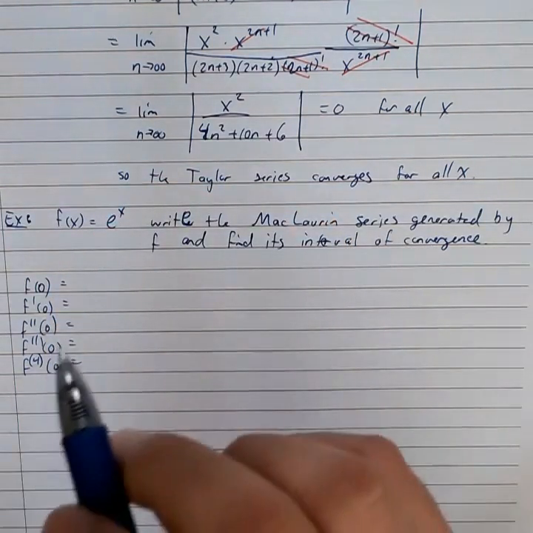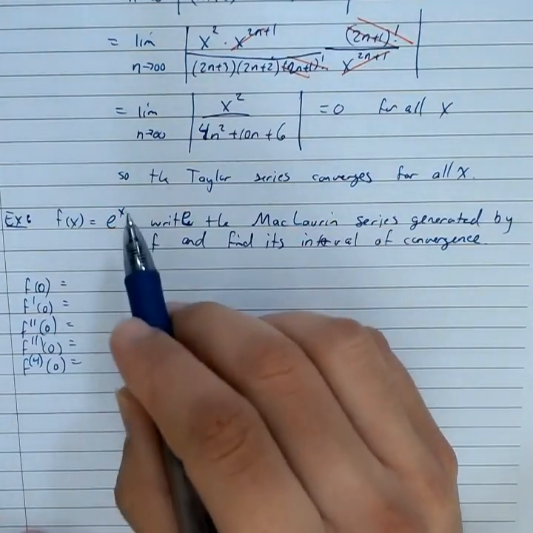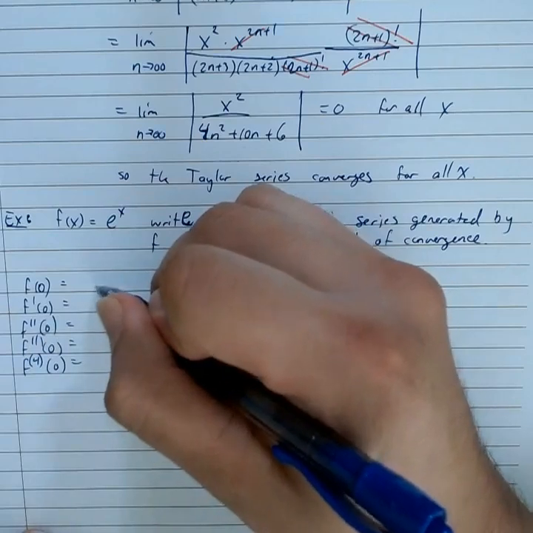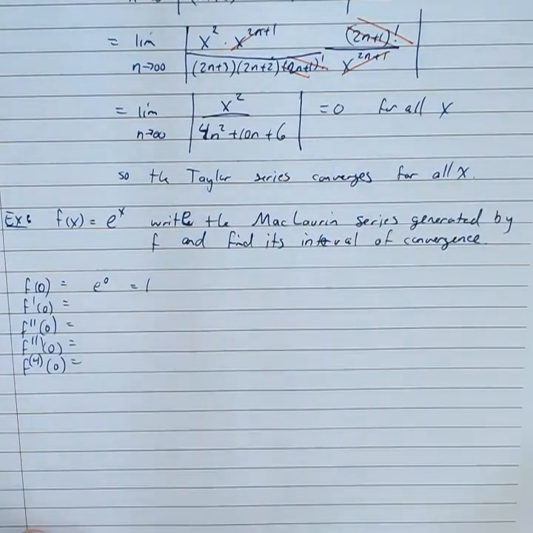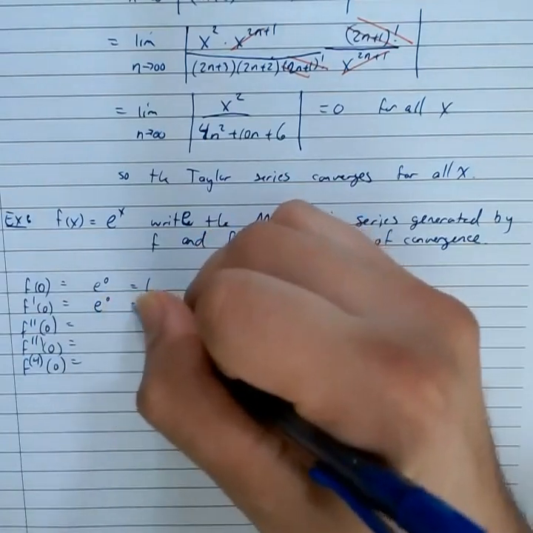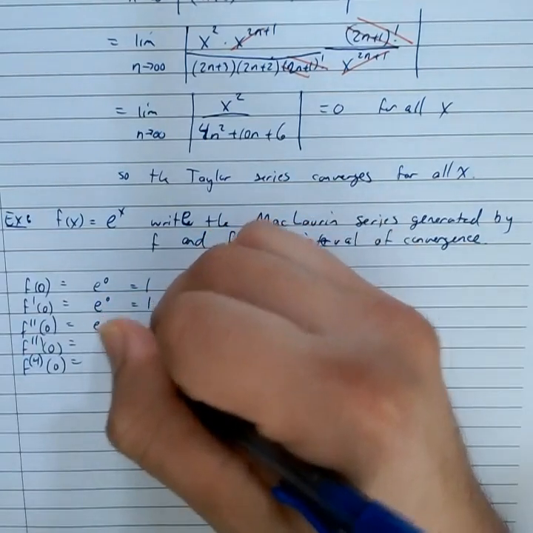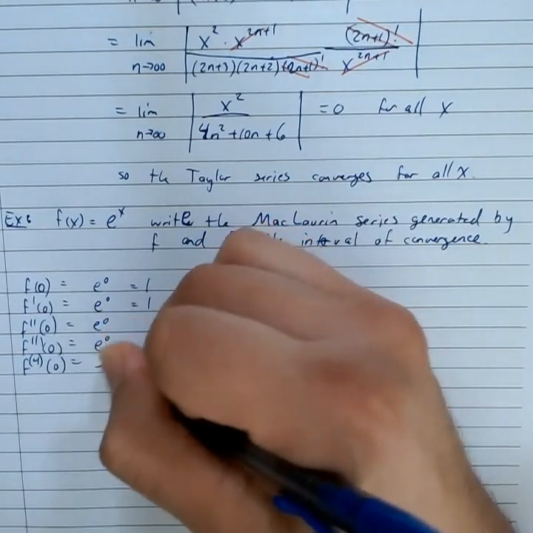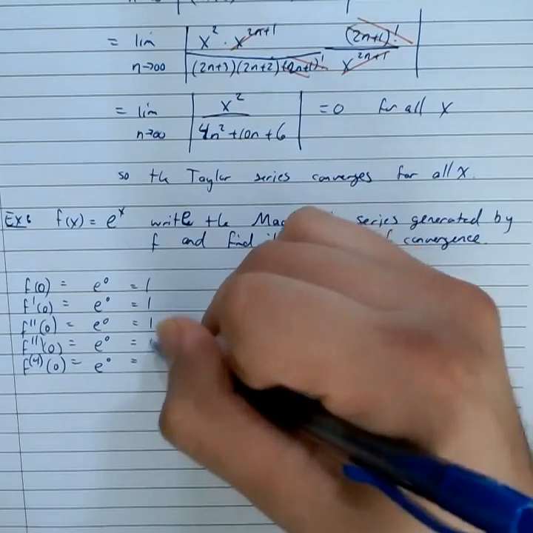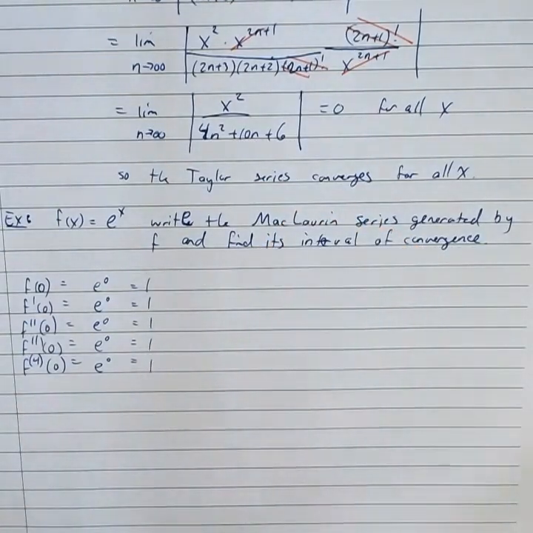Now this one's actually really rather nice because, of course, the derivative of e to the x is always e to the x. So here f of 0 is e to the 0, which is 1. But then every subsequent derivative is exactly the same. So here, f prime is also e to the x, so you can plug in 0 and that's 1. And then f double prime is e to the x, and f triple prime and f quadruple prime. Every derivative is e to the x, so every time we plug in 0, we're going to get e to the 0, which is 1.